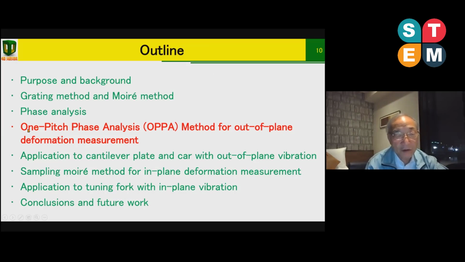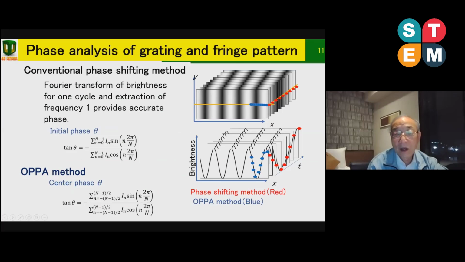Next, I will introduce the theory of the one pitch phase analysis method for out-of-plane deformation measurement. This here shows the phase shifted grating image. In this case, the phase is shifted 9 times for one cycle, for one pitch.